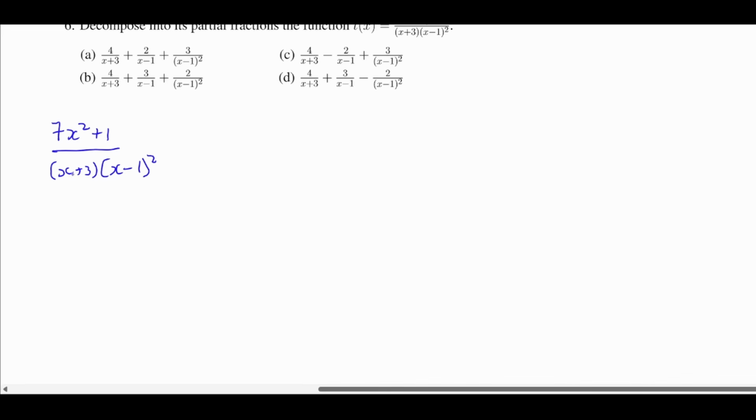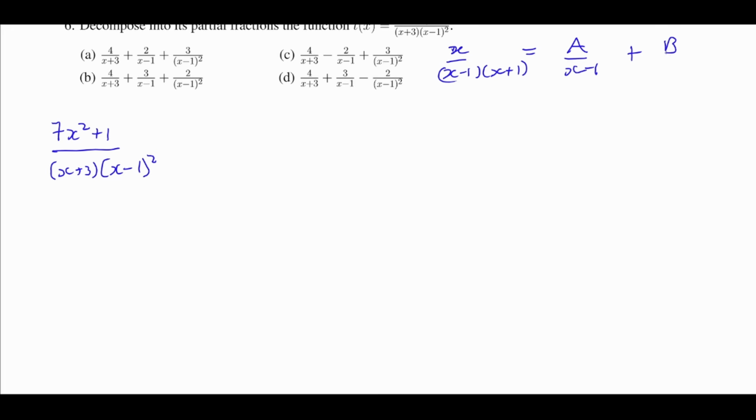Now there is a linear factor and there is a repeated factor, and so we go into the archives when we have a linear factor. For instance, if we have x over (x minus 1)(x plus 1), what we are saying is that if you want to decompose, we use A over x minus 1 plus B over x plus 1. The same thing. Now that is when we have a linear factor. When we say linear factor, the degree here is 1 and here is also 1.